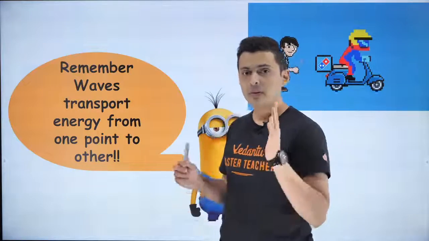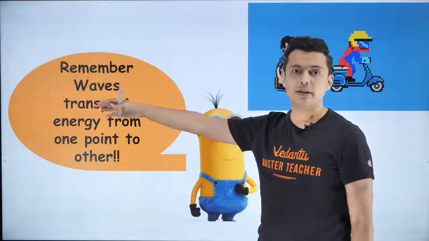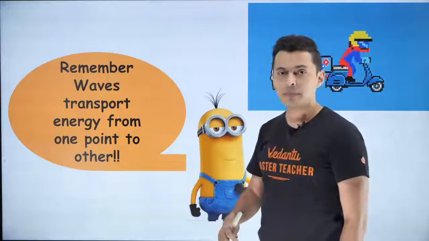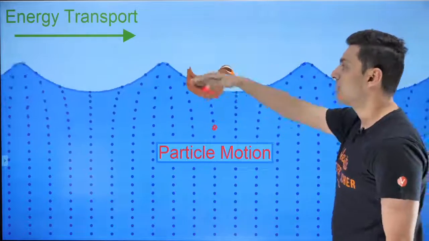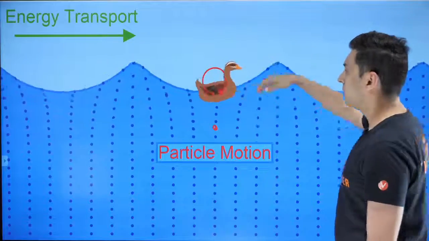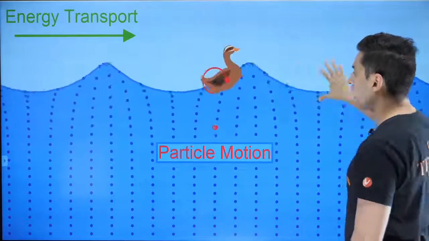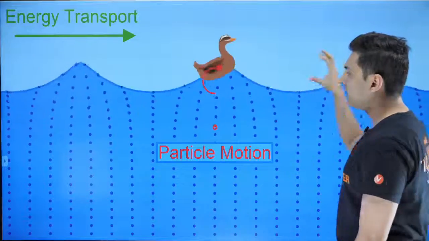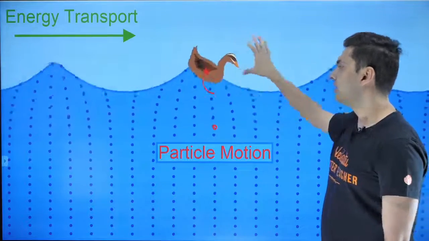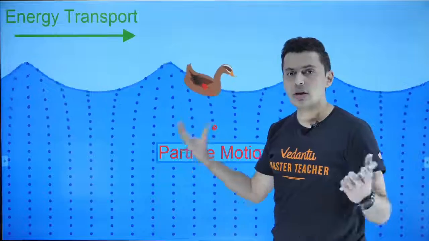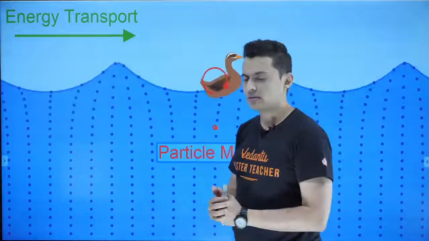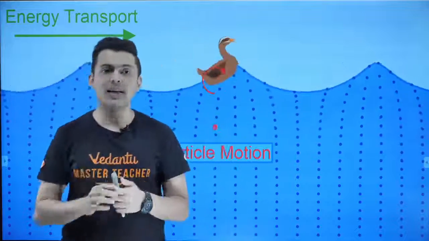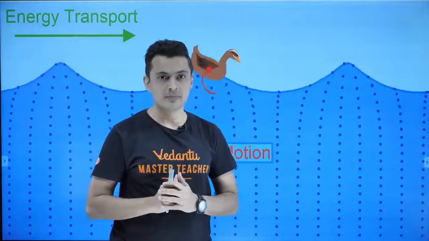Now everybody recollects what waves were. Waves were nothing but the flow of energy from one point to another without the particles themselves having to move. Like the waves on the ocean or the ripples of water, they transport energy from one place to another, but the particles as such maintain their average position, or their average displacement is zero. That's what waves were. Now you might be wondering what exactly standing waves are.